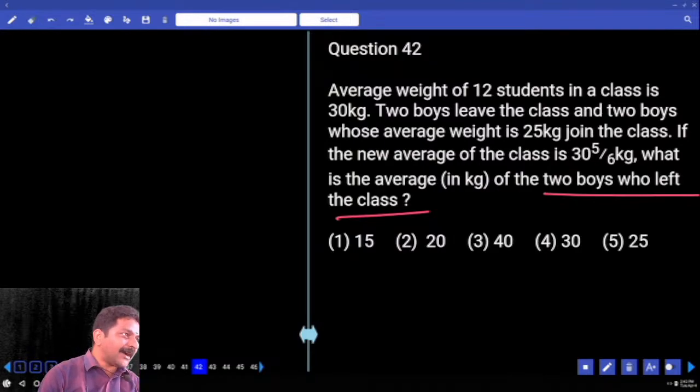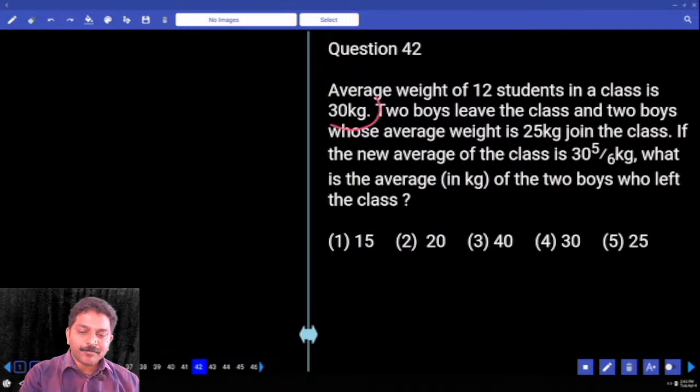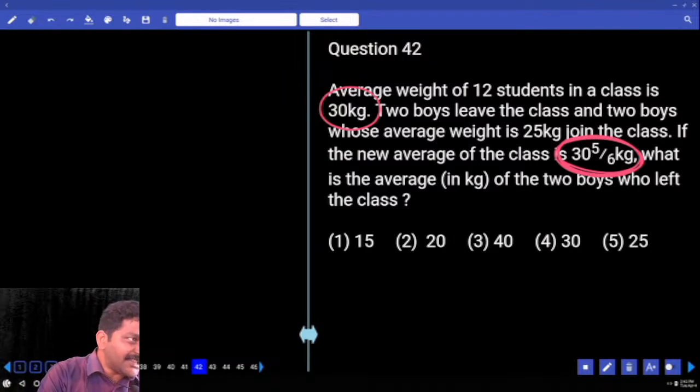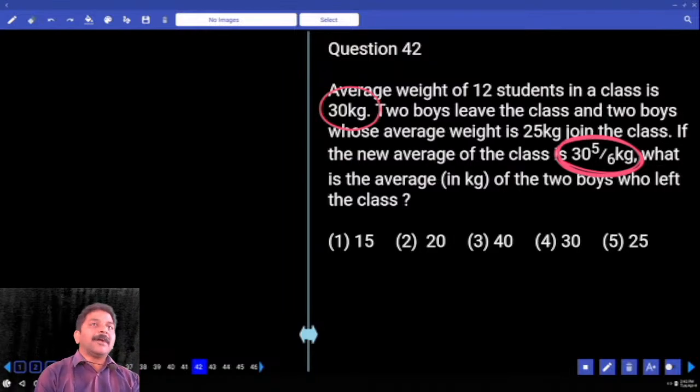The class average changed, right? Initially, what was the initial average? 30. Because of this replacement, what happened to the average? 35 by 6. There is a change in average. Why is there a change in average? Because of the replacement. So whenever you want to compare, new people's average must be compared with the old people who left the class, and old people's average should always be compared with the new people who joined the class.